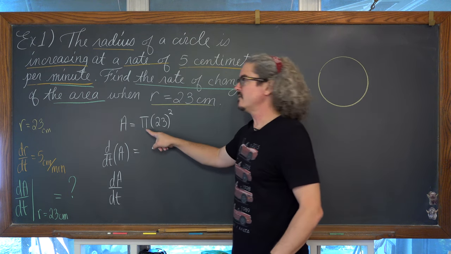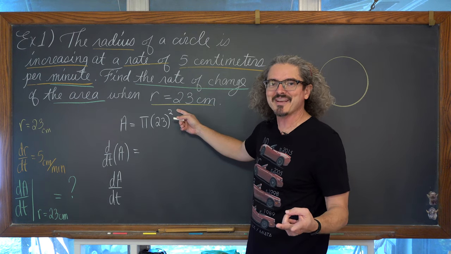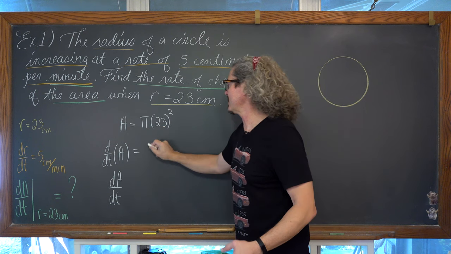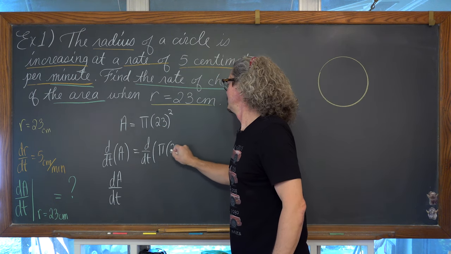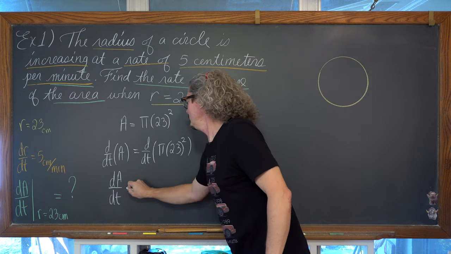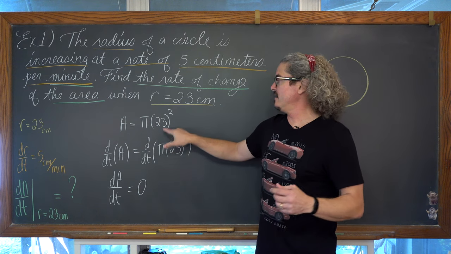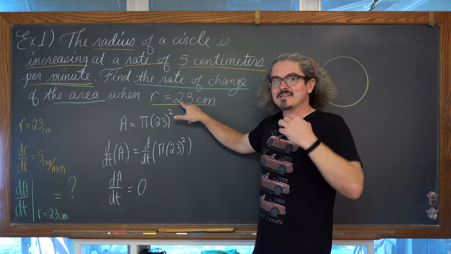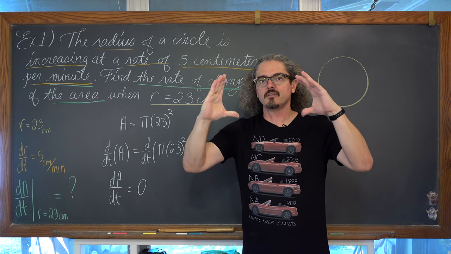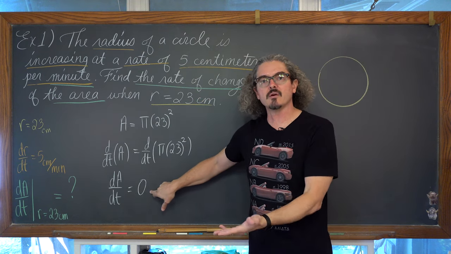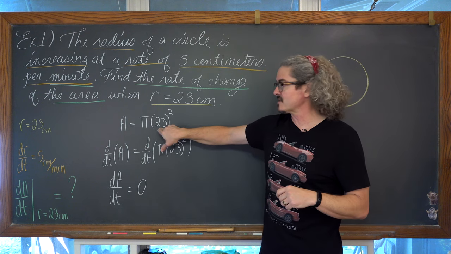And on the right-hand side, we need to realize that pi is a constant, 23 is a constant, and 23 squared is another constant. So the derivative of a constant is equal to zero. Yes, if I have the area of a circle and I plug in a specific radius and say this circle has a fixed radius of 23, well then the rate at which the area is changing is of course zero, because the radius has been fixed at 23.